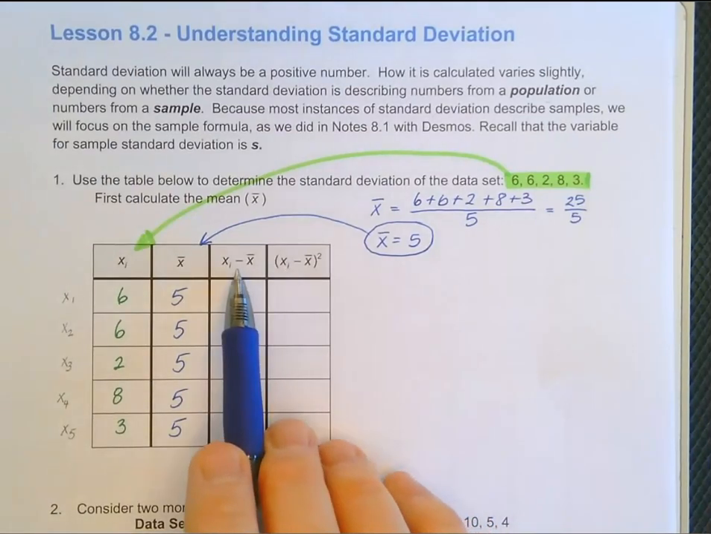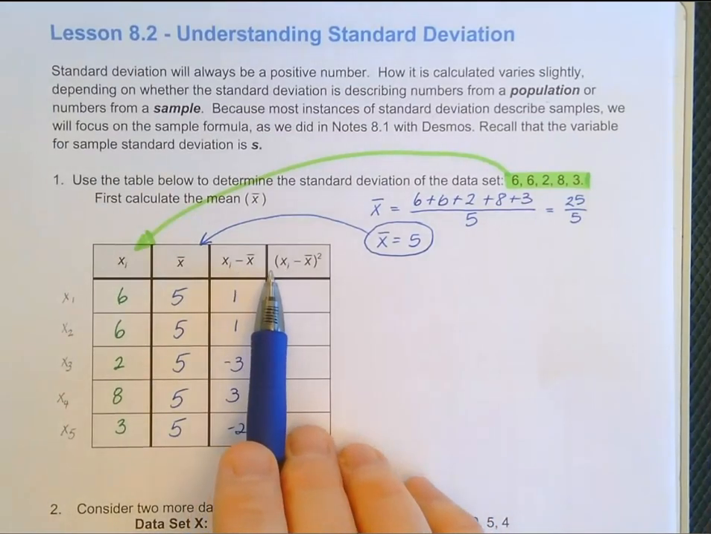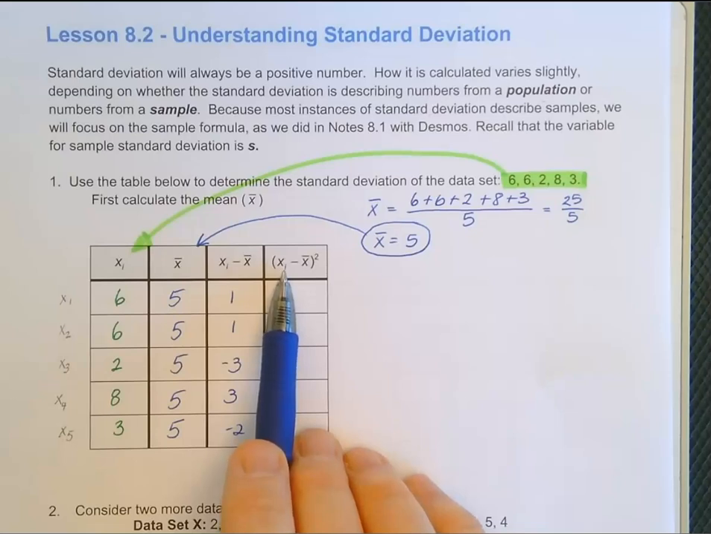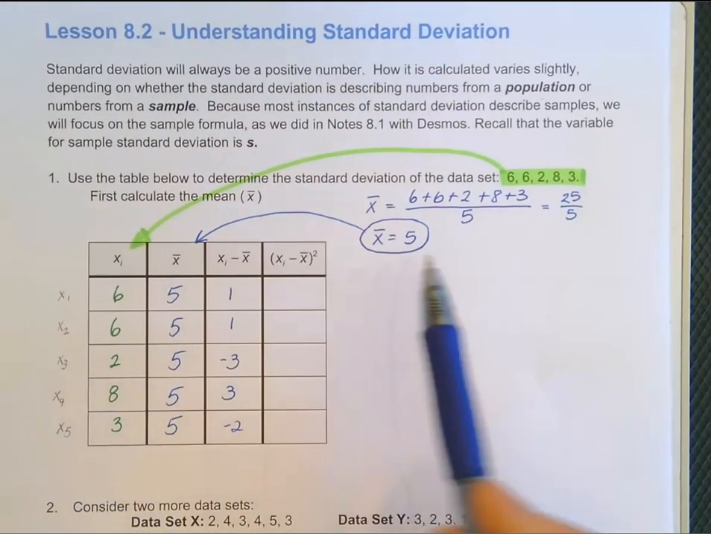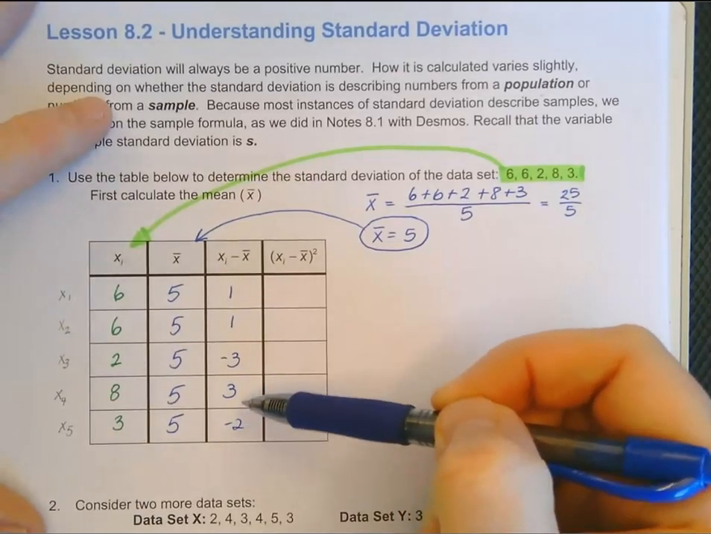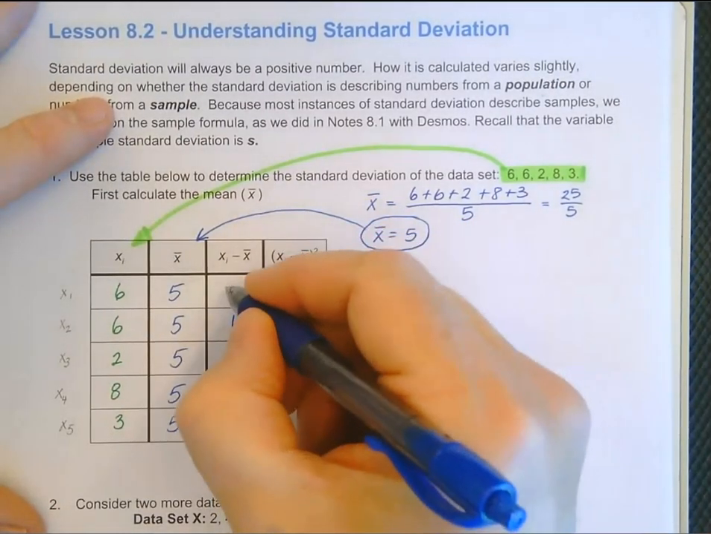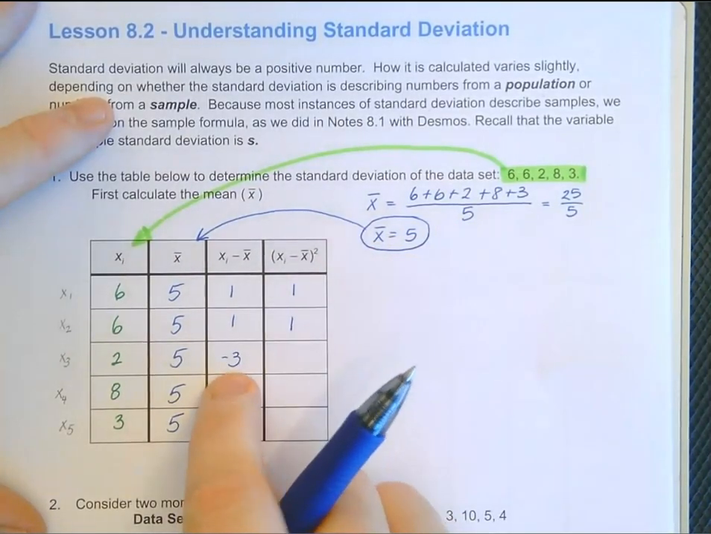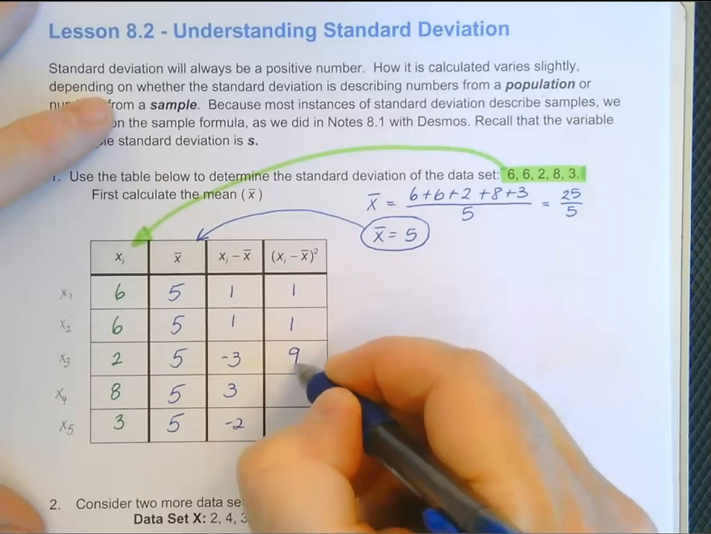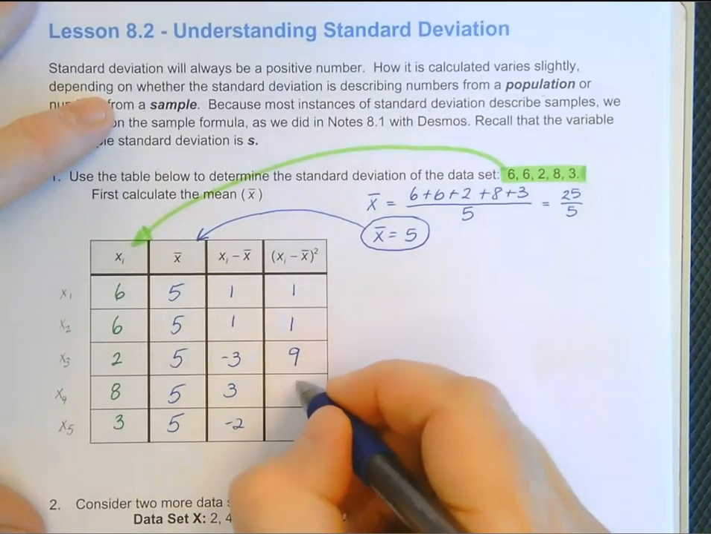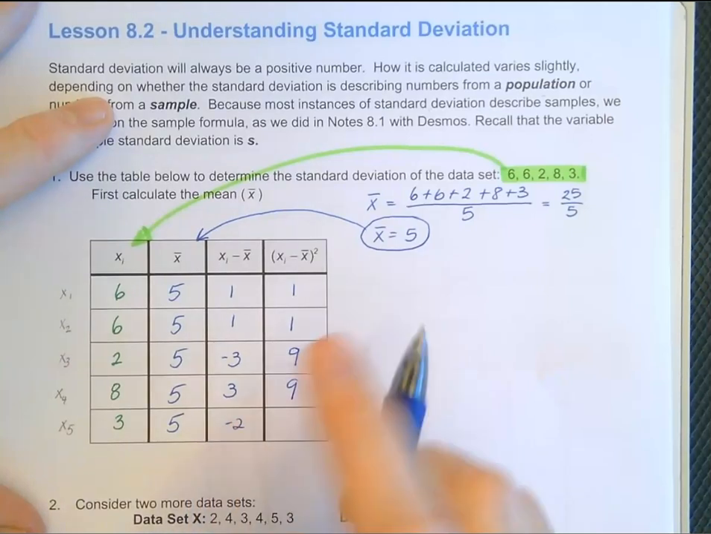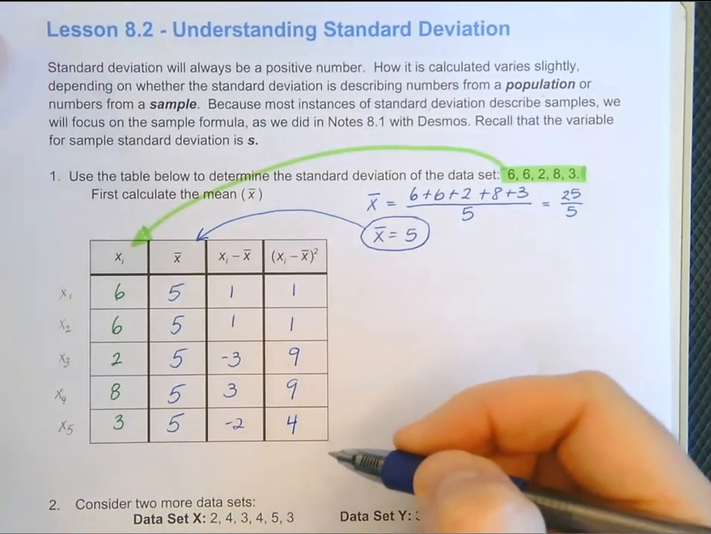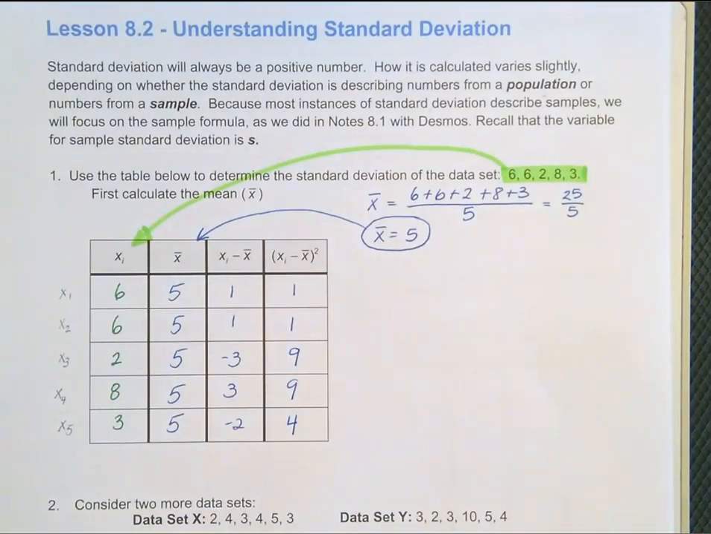So what's the difference between this column here, xi minus x bar, and this one? You're squaring it. So all you're going to do is you're going to take this column here, and you're going to square each of those. 1 squared is 1. 1 squared, 1. Negative 3 squared, 9. 3 squared, 9. Negative 2 squared, 4. Are we together with the chart?